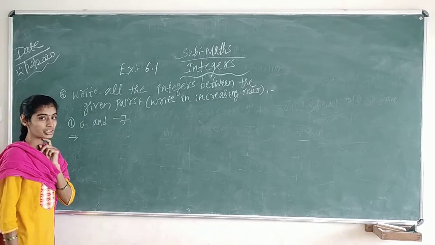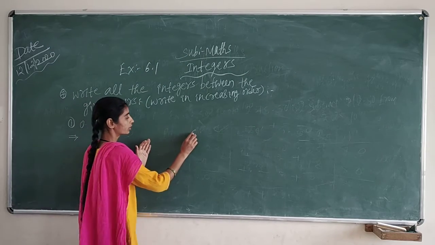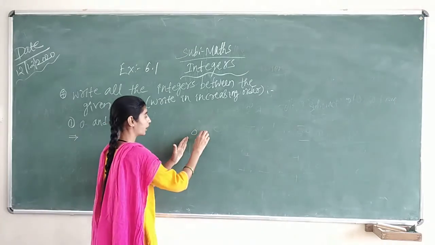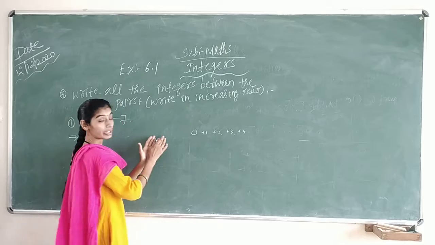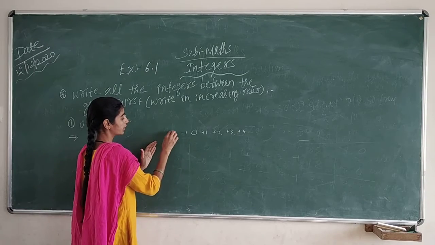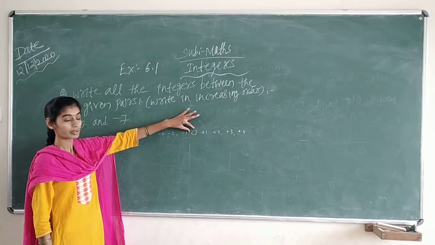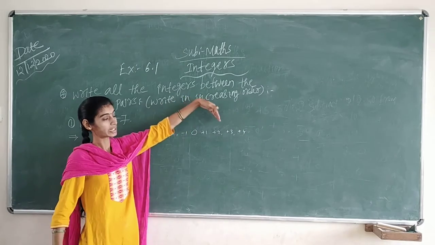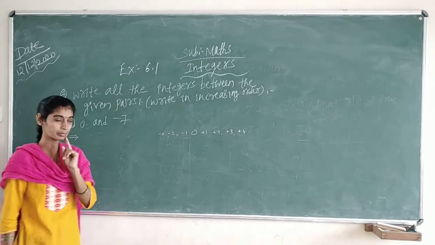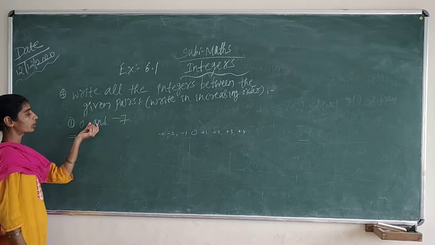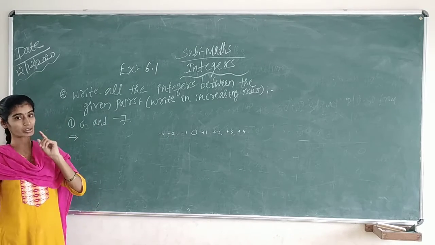Then how to write it, children? Yes, you all know 0 and 7. So on the right side of 0 you have to write positive numbers. Yes or no, children? And on the left side of 0 you have to write the negative numbers. So this is a very important point. First you have to write 0. On the right side of 0 you place positive numbers, and on the left side of 0 you write the negative numbers. Now between 0 and minus 7 you have to write the integers in increasing order.